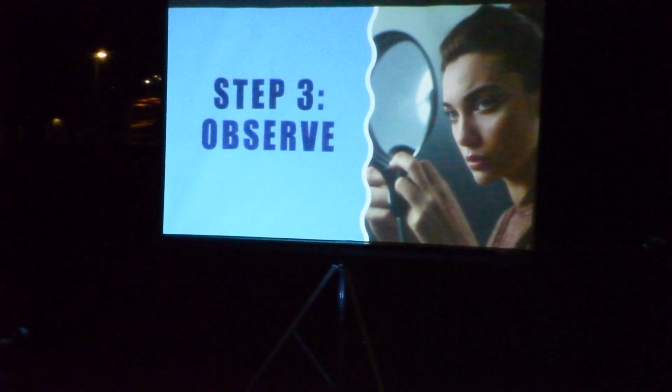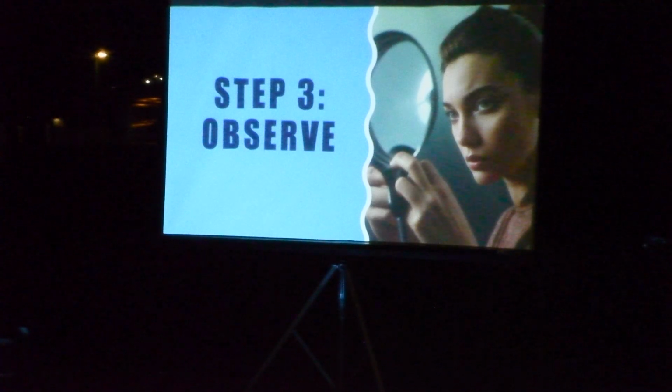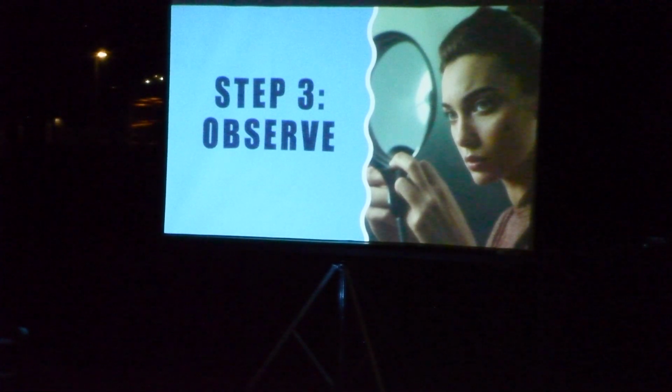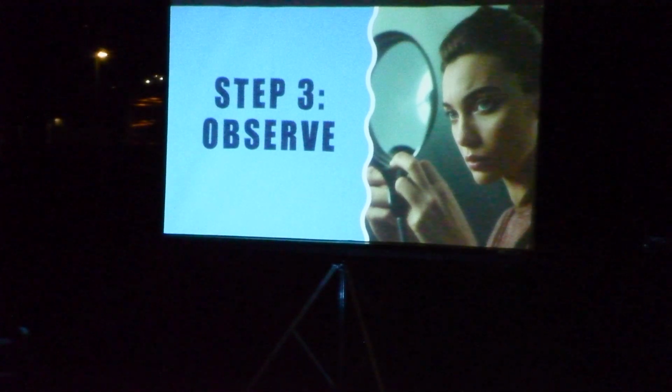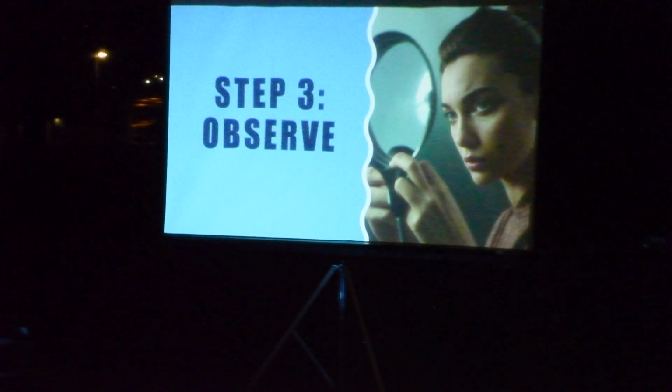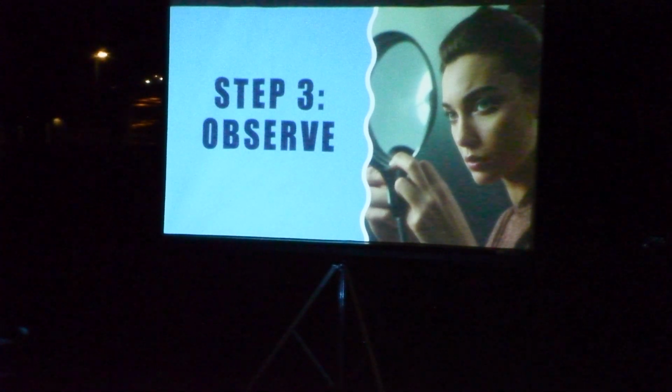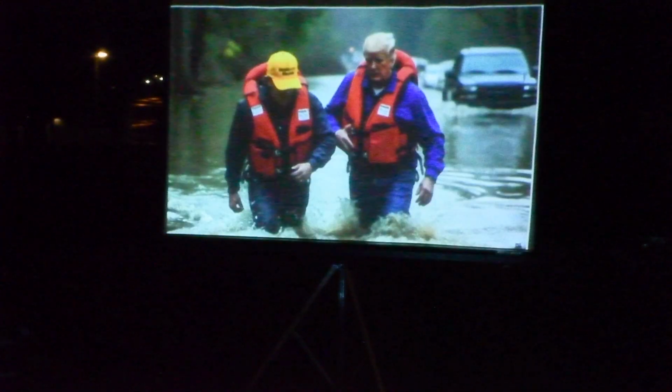Step 3 is to observe. So here you're really looking for those telltale signs that AI comes up with. Anybody notice their hands here? Right? Who holds a magnifying glass that way? Nobody. Right, so you're looking for those telltale signs. You're really looking at the image. So let's look at a couple real quick.